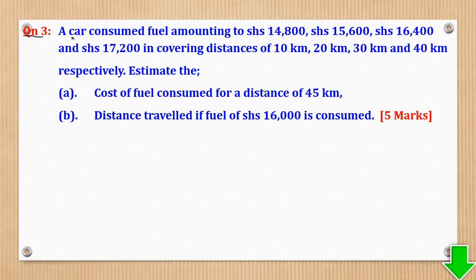Then question 3 is now under numerical methods. A car consumed fuel amounting to shillings this, and this, and this, in covering distances this, and that, respectively. Estimate the cost of fuel consumed for a distance of 45 kilometers. And part B, the distance traveled if fuel of shillings this is consumed. So you realize that 45 is outside here, so it will be extrapolation, and 16,000 shillings is between this and this, so it will be interpolation.